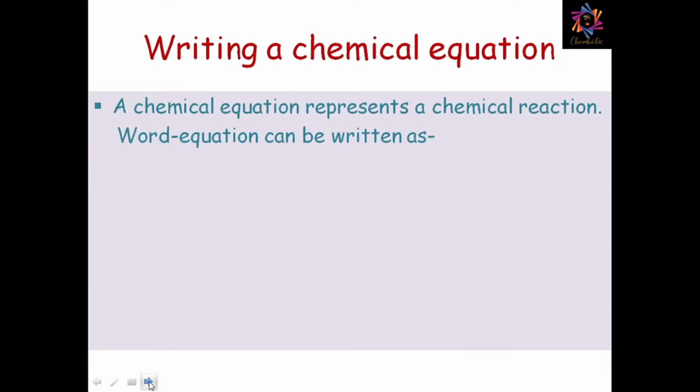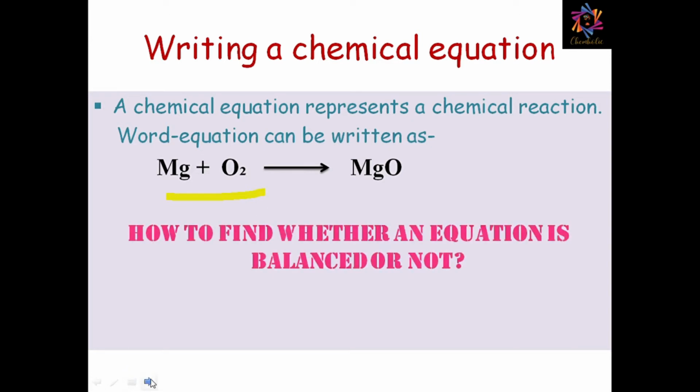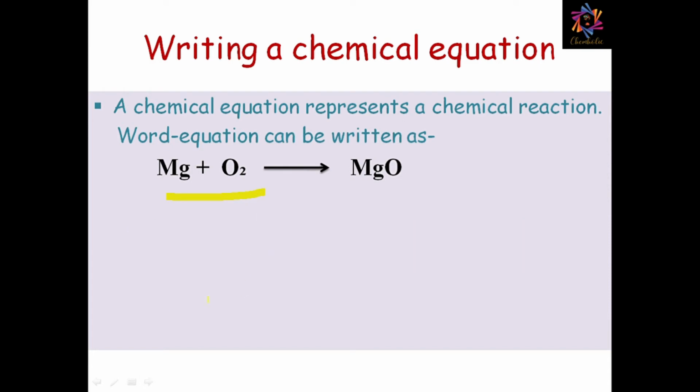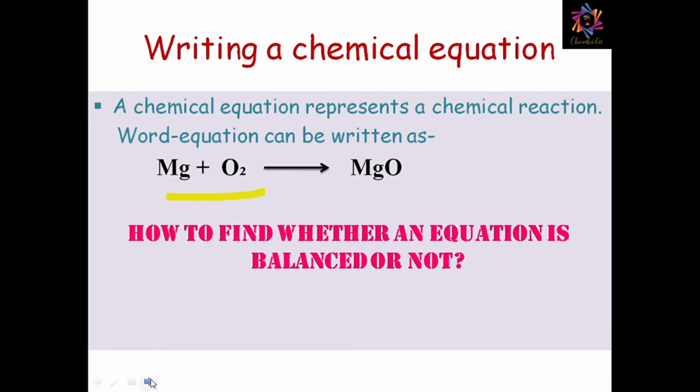A chemical equation represents a chemical reaction, and here we'll start with an example, which is Mg reacts with O2 to form MgO. It is called a chemical equation. But how do we know whether this equation is balanced or not, and what do we mean by balancing? So let's try to understand this particular thing.